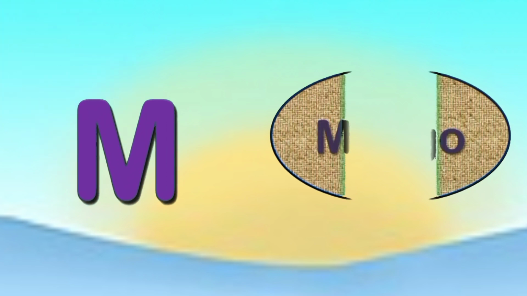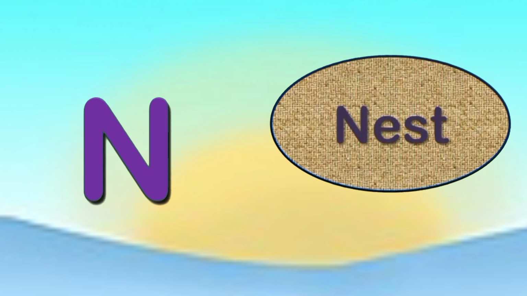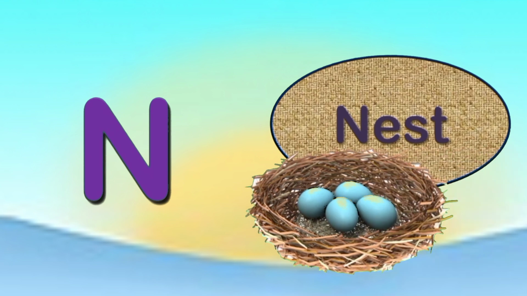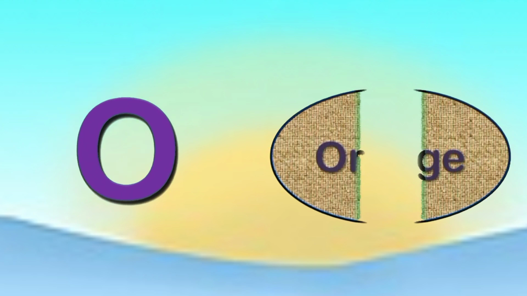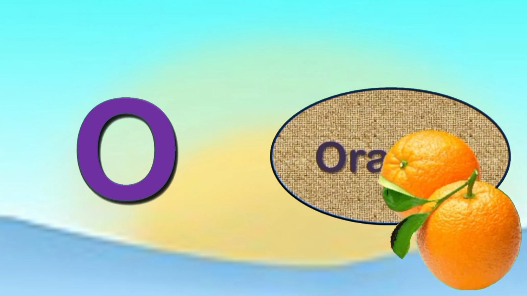M for mango. M for, this is mango. N for nest. This is nest. O for orange. O for orange. This is orange.